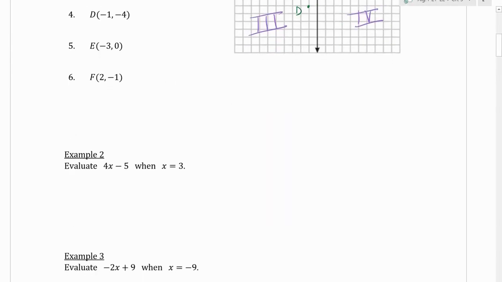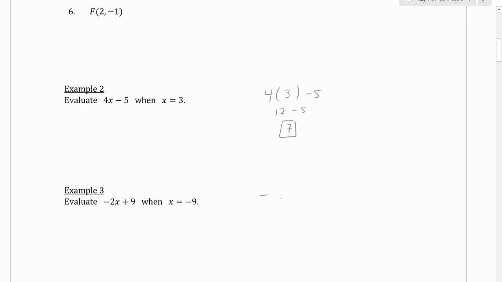Okay. Also, to be able to work this chapter, we've got to be able to plug numbers in. So this is just evaluate 4 times whatever x is minus 5, but let x be 3. That's all we're doing. So do negative 2 times whatever x is plus 9, but let x be negative 9. So we multiply first. There's 27. Okay, so that's just some prerequisites for us to do this chapter. You have to be able to easily do those things on this page. I think pretty much most of y'all can do that.